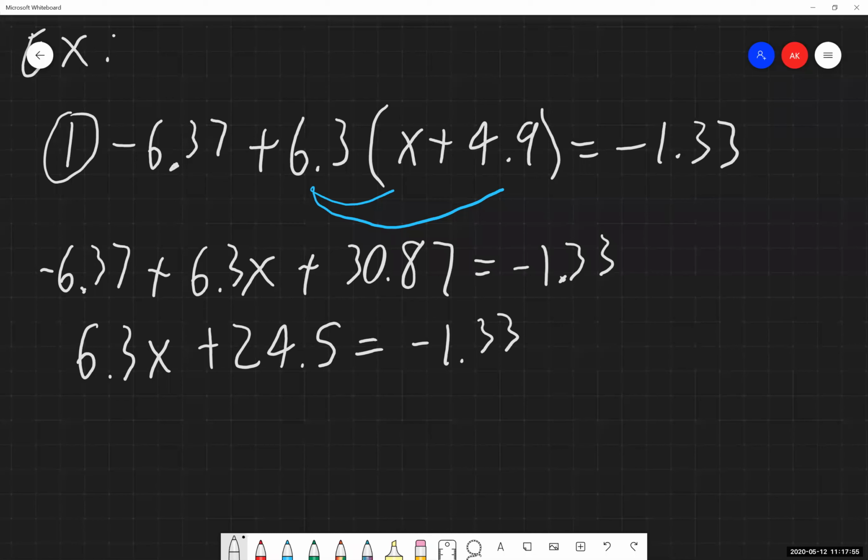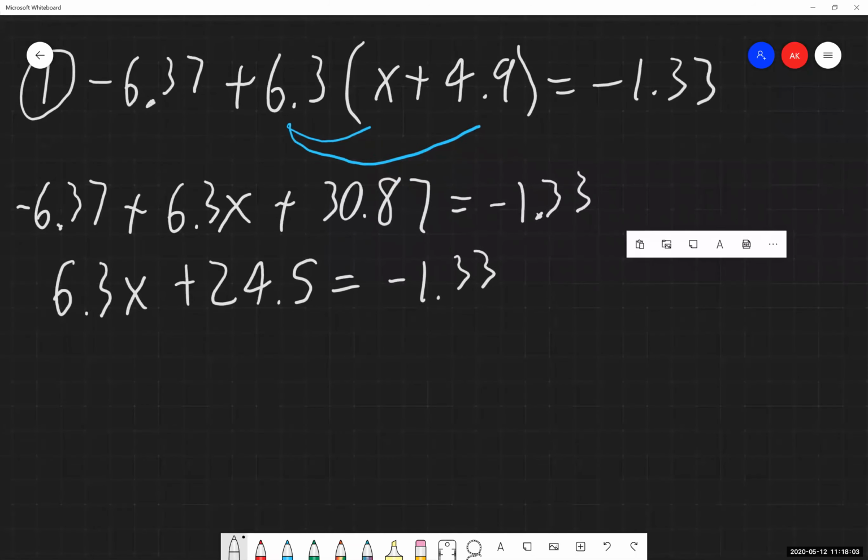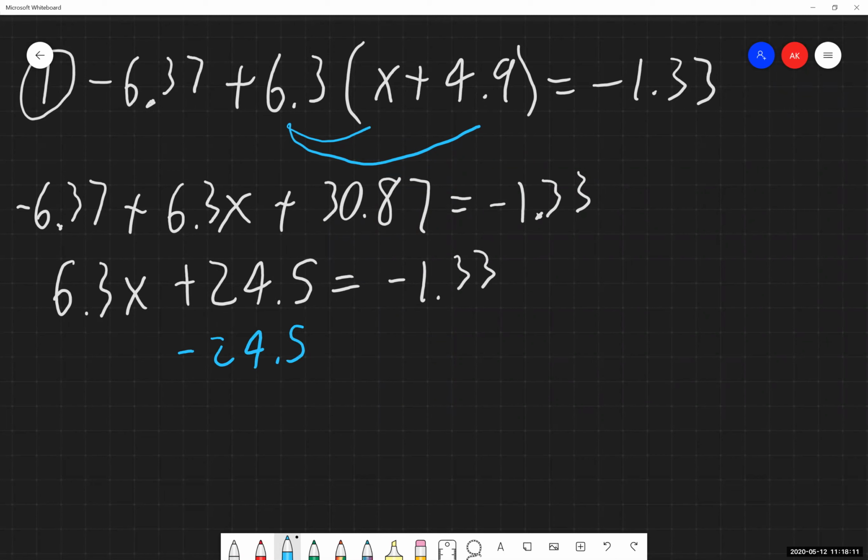Okay. Now the left-hand side is as simplified as it can be. The right-hand side is as simplified as it can be. And now I can start adding or subtracting, multiplying or dividing things to both sides of the equation. I want to get the variable terms all by themselves. So I'm subtracting this 24.5, getting rid of the constant terms on that side.